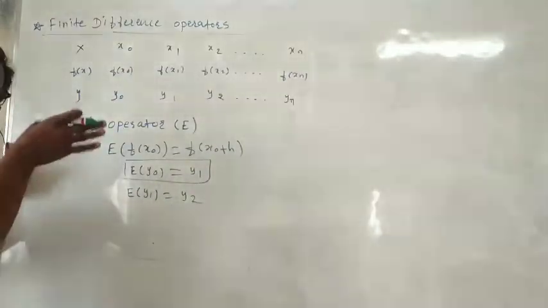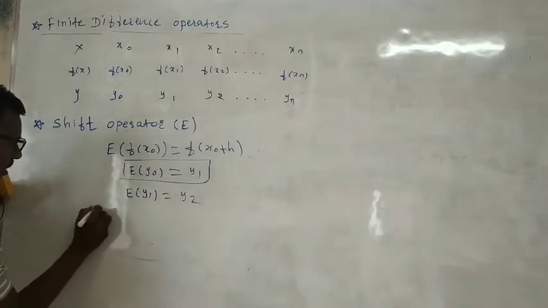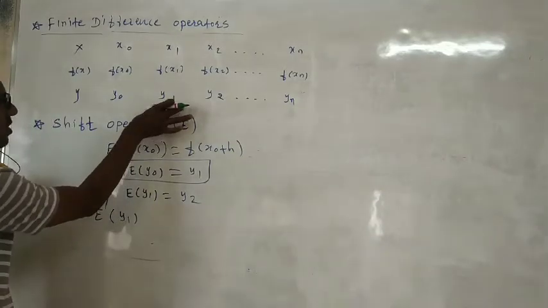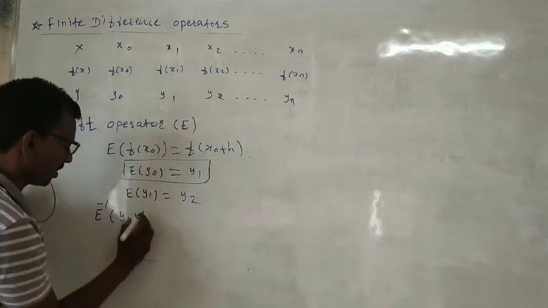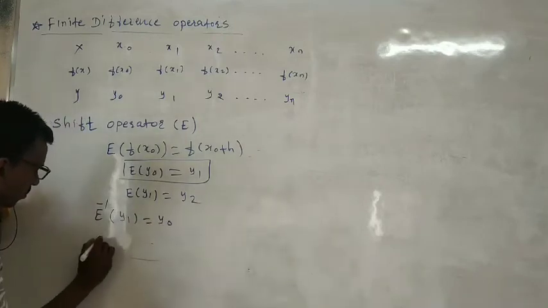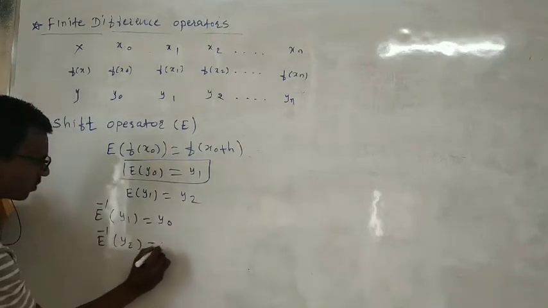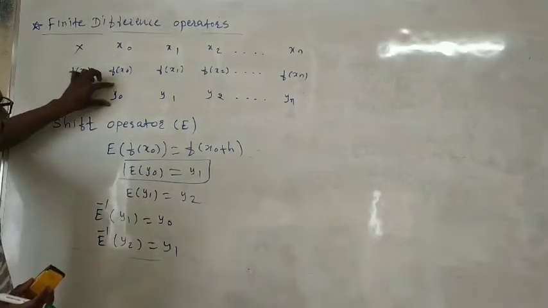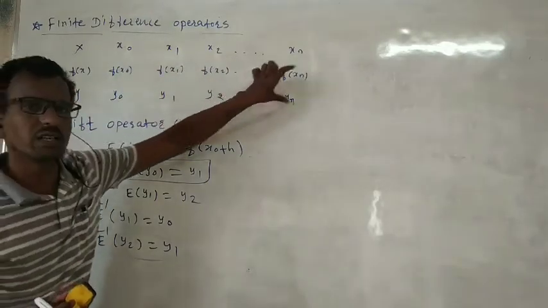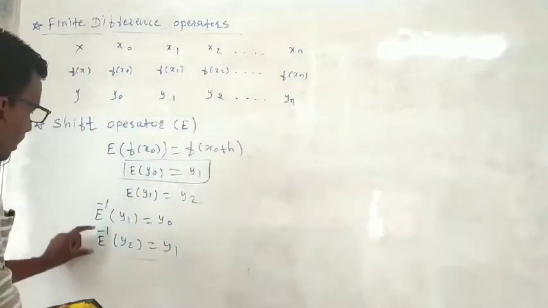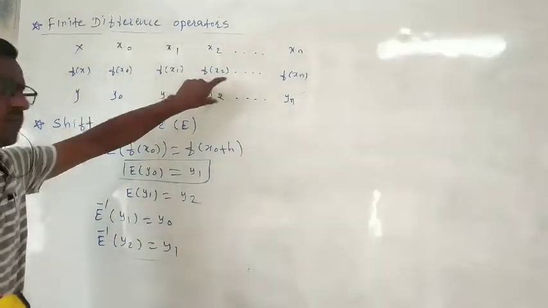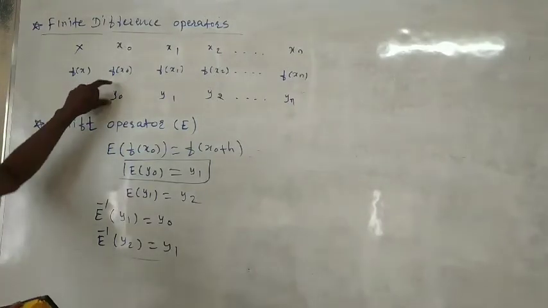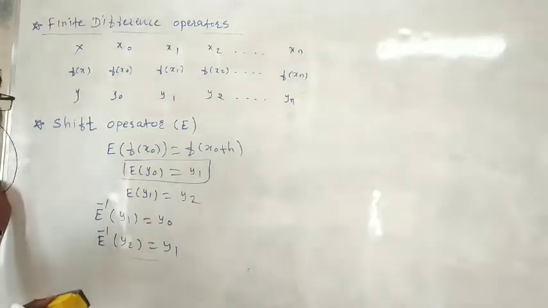Similarly, we can define the backward shifting operator. That is E raised to minus 1 of y1. Means this y1 is shifted to y0. That is the backward shifting operator. E raised to minus 1 of y2 is equal to y1. That is, the forward shifting operator shifts y0 to y1, y1 to y2, y2 to y3, and so on. The backward shifting operator is E raised to minus 1; suppose y2 is shifted to y1, E raised to minus 1 of y1 is equal to y0, and E raised to minus 1 of y0 is again shifted to this side.